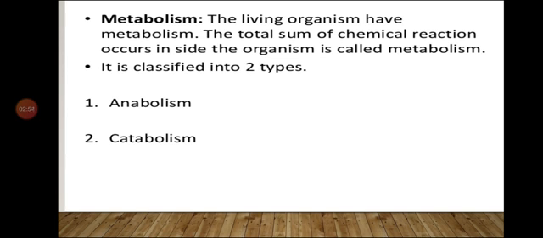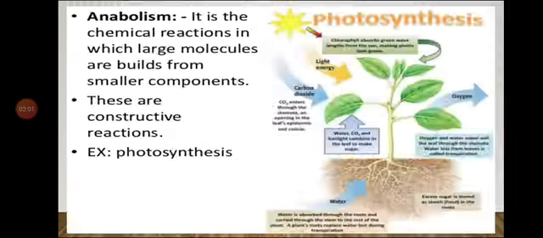It is classified into two types, that is anabolism and catabolism. Let us study what is anabolism. It is the chemical reaction in which large molecules are built from small components. Many small components join together and build a large molecule. These are constructive reactions, since a large molecule is being constructed. An example of anabolism is the photosynthesis process.